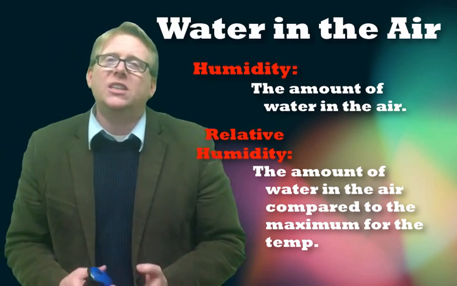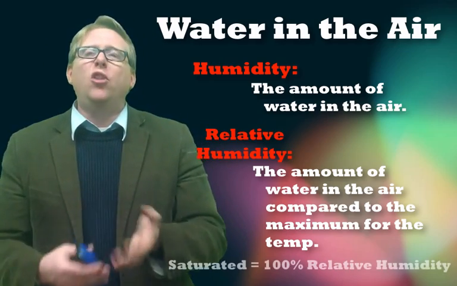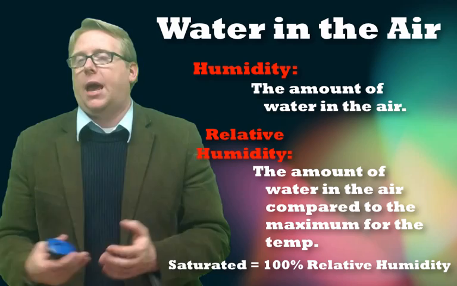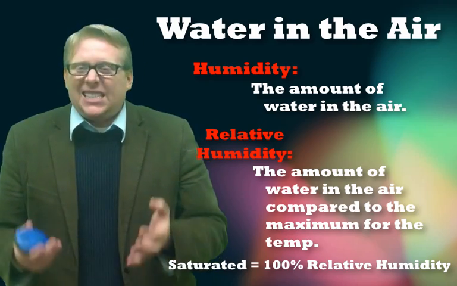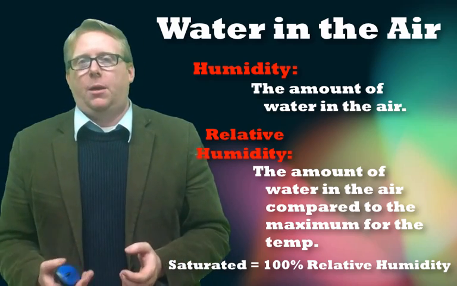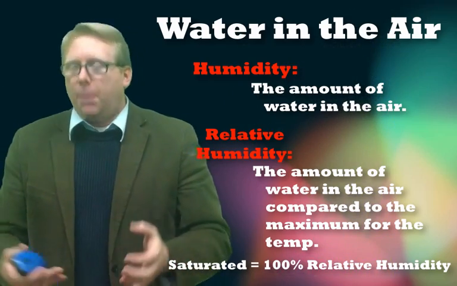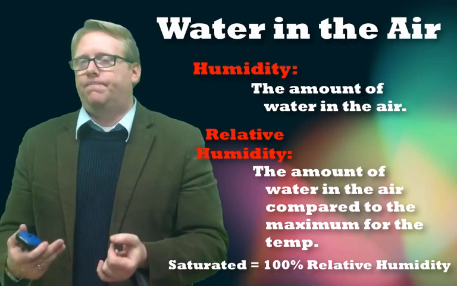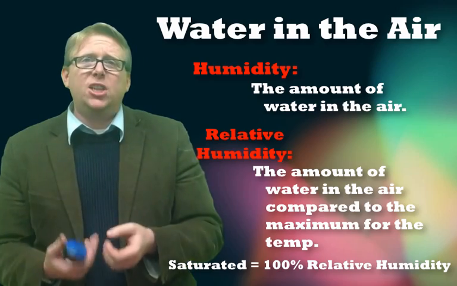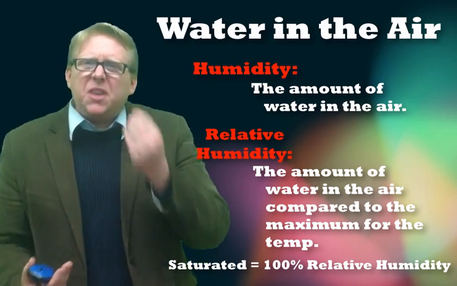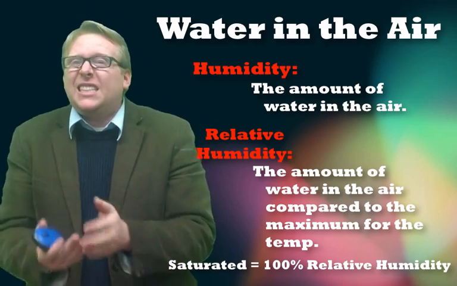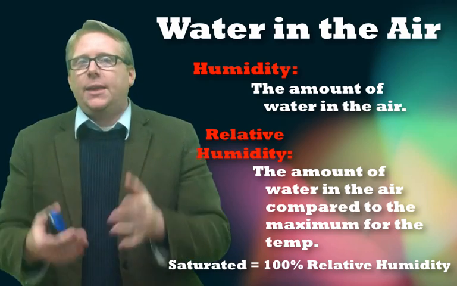We would say that air is saturated when it has 100% of the humidity that it could have. Now, saturated means it's carrying all that it can. Once you go above that, you get something called condensation. But before that, it's just in the air. So, the higher the percentage, it feels muggy, it feels humid. And it's because of the amount of water that's in the air.